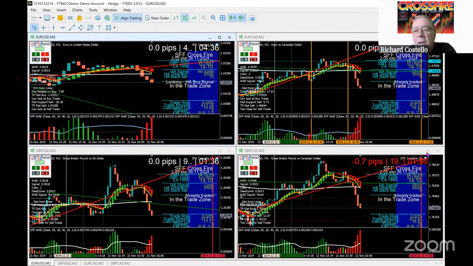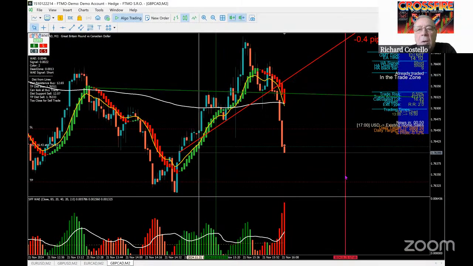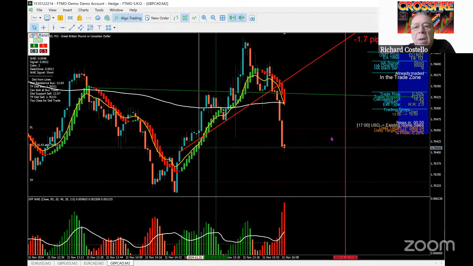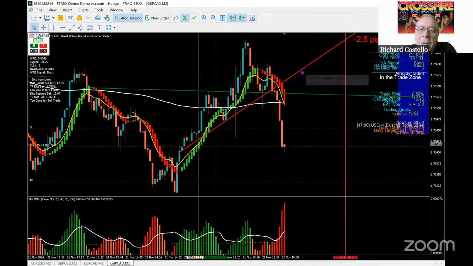This is the trade that we're looking at, Euro CAD. So I've used this opportunity to explain what's going on. We're below the red trend line, so we're looking for sells. Prior to getting in, it would have said looking for sell signals. It's now changed to already traded.